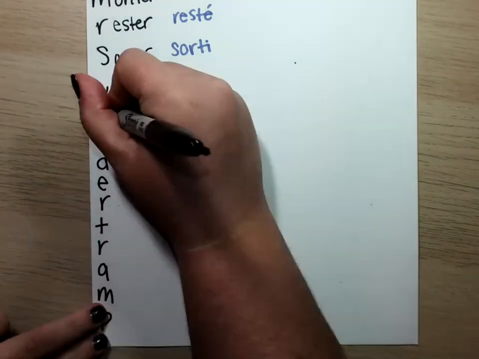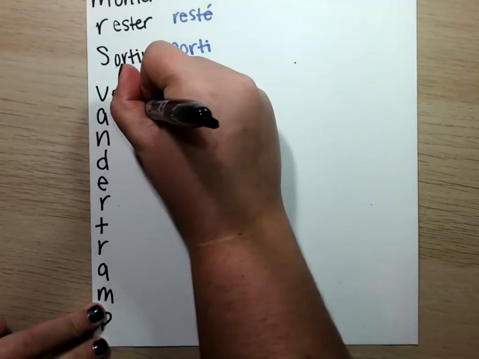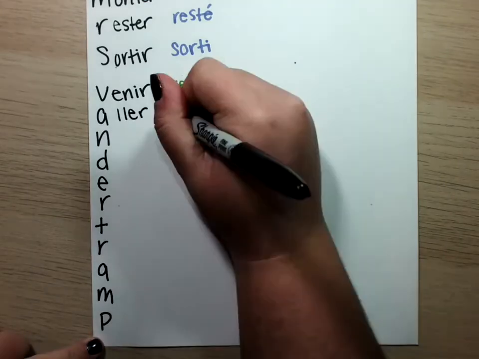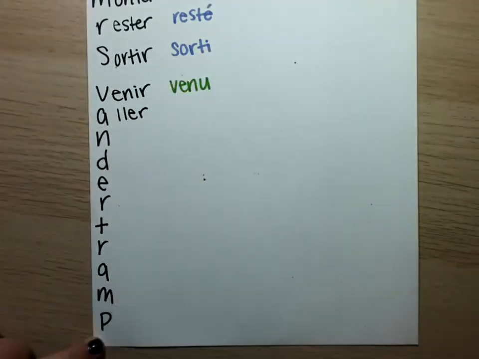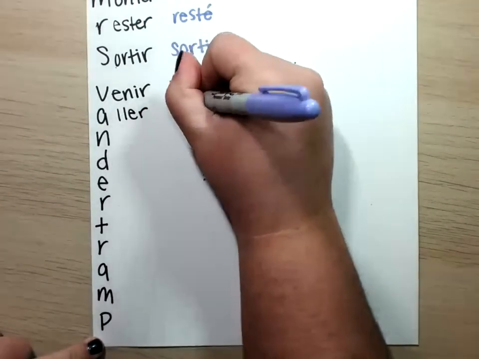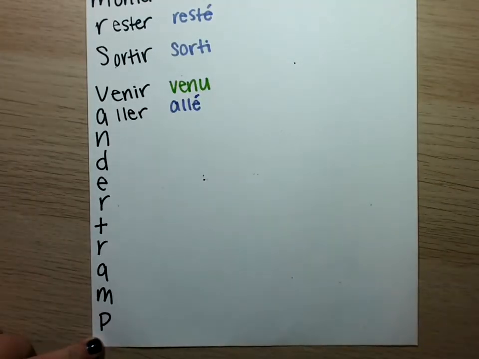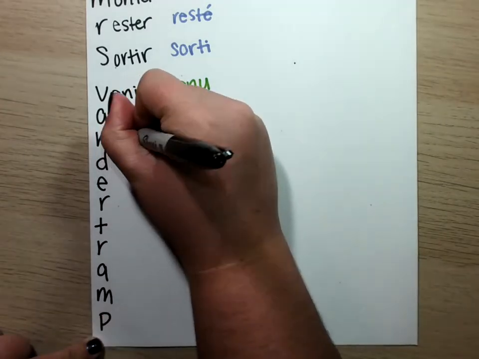Next is an A verb, and that is aller. Now, aller is actually going to play nice with us, and aller is regular. Normally in the present tense, aller is irregular. It doesn't follow that rule. But in the past tense, aller follows the rule and it plays along. So it's allé.